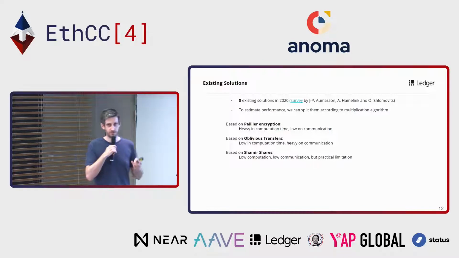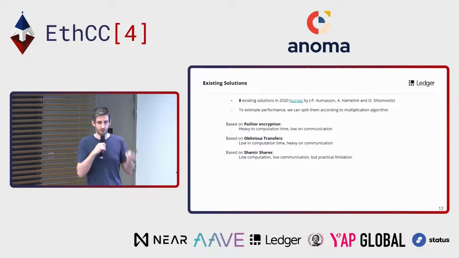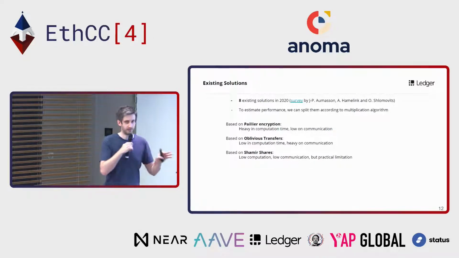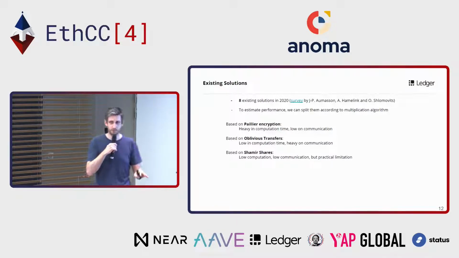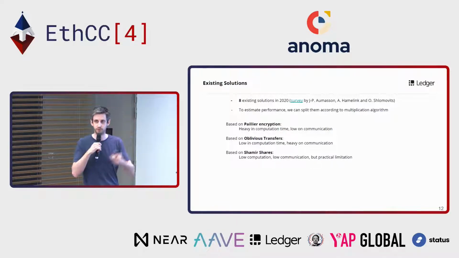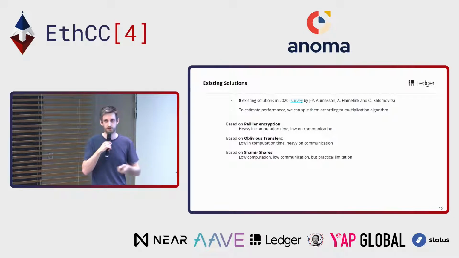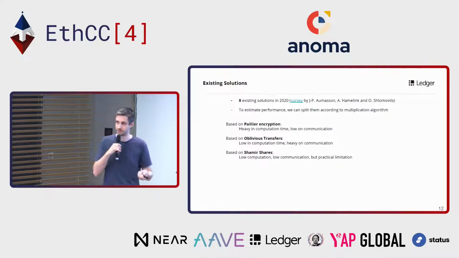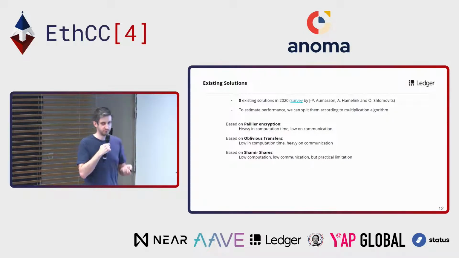I put 3 categories in here. You have the ones based on Paillier encryption, which is an additively homomorphic encryption scheme. Again, we don't need to go into the details here. It's very heavy in computation time, very low in communication. So you need to spend a lot of time on the CPU, but you don't need to send a lot of values to other devices. The other one is based on oblivious transfers: very low computation time, but heavy in communication.